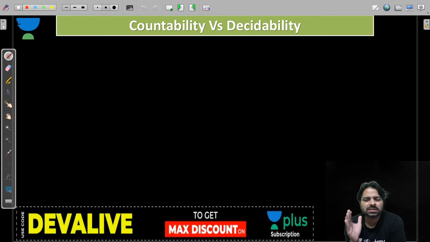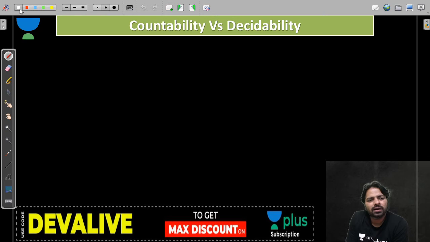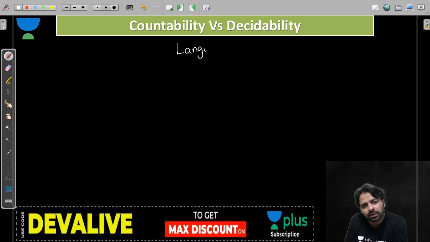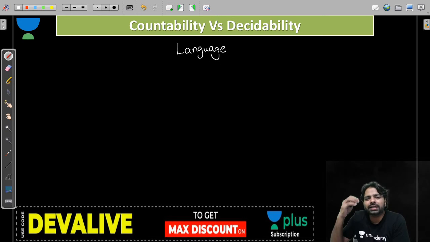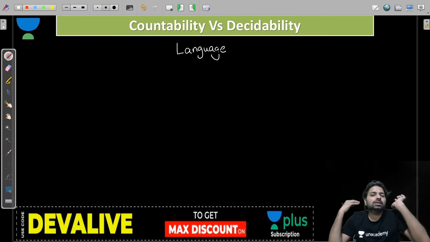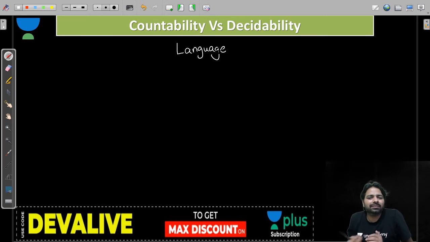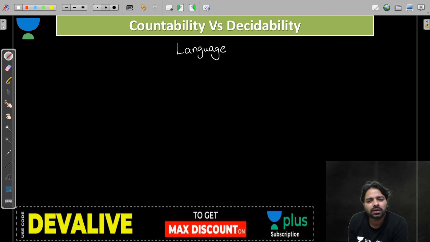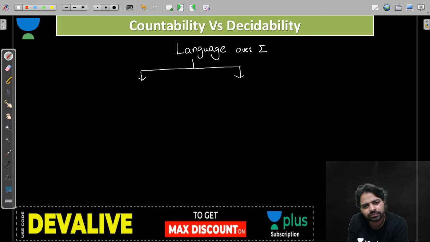Now, countability versus decidability. Let me talk about it from the language side. Here I am talking about languages, guys. Mathematically, we use the name set, but when it comes to the theory of computation, the better word is language, because we define it over an alphabet. Language over any sigma is what I am talking about. We have finite languages, that means finite sets, and we have infinite sets.